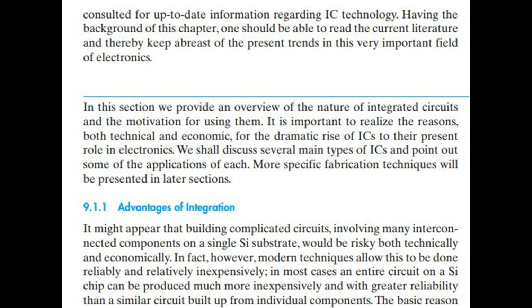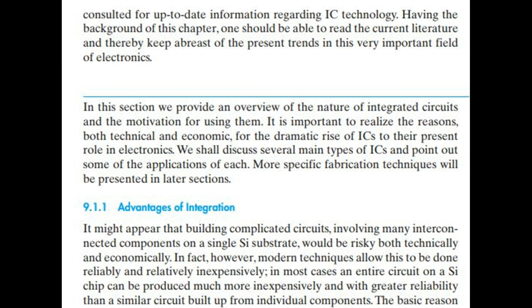Advantages of integration. It might appear that building complicated circuits, involving many interconnected components on a single silicon substrate, would be risky both technically and economically. In fact, however, modern techniques allow this to be done reliably and relatively inexpensively. In most cases an entire circuit on a silicon chip can be produced much more inexpensively and with greater reliability than a similar circuit built up from individual components.